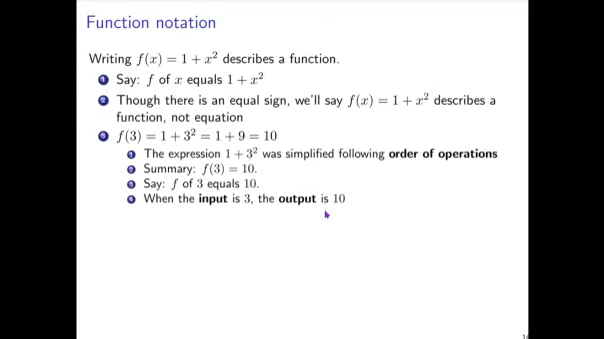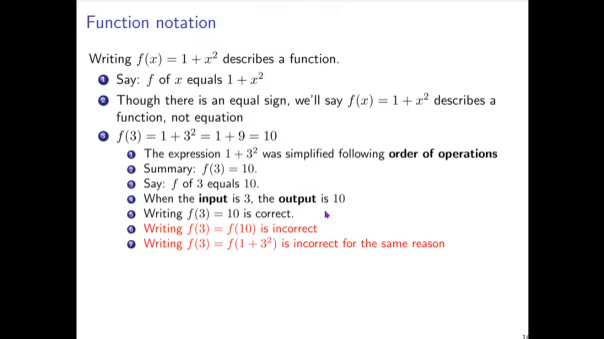The input is 3, the output is 10. We should write f of 3 equals 10. Writing f of 3 equals f of 10 is incorrect. Writing f of 3 equals f of 1 plus 3 squared is incorrect for really the same reason. In the parentheses, it's 10, and in parentheses, 1 plus 3 squared simplifies to 10.